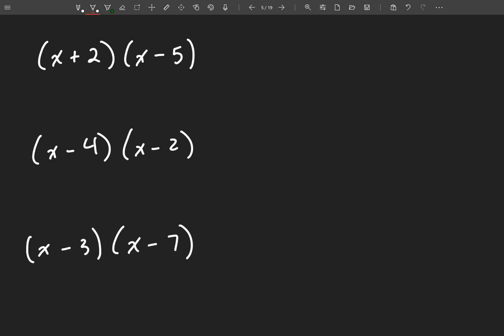Okay, here we go. I'm going to do these without drawing the lines. If they help you, keep drawing the lines, but I'm going to skip that step. So I have x times x is x squared. X times negative 5. Remember, this is not a minus 5. It is, but it's useful to think of this as a negative 5. So x times negative 5 is negative 5x. Then the middle term, 2 times x is 2x. Then I have 2 times negative 5 is negative 10.